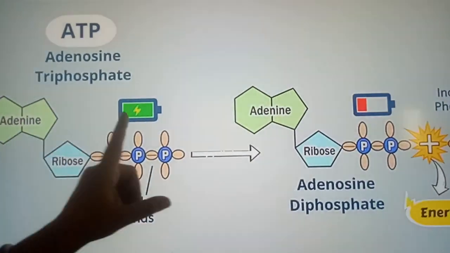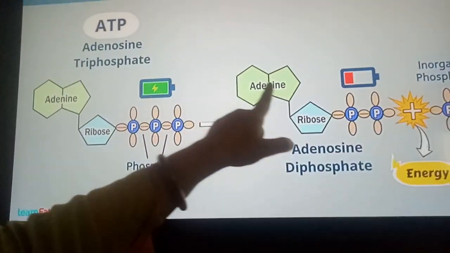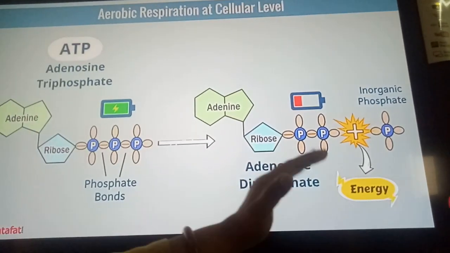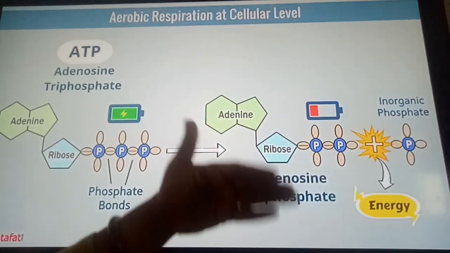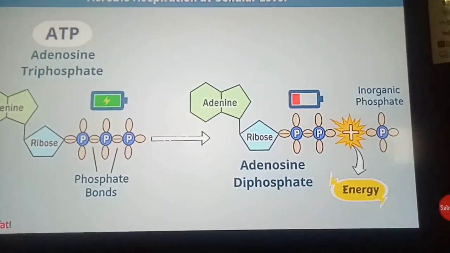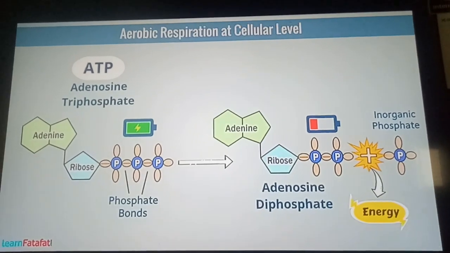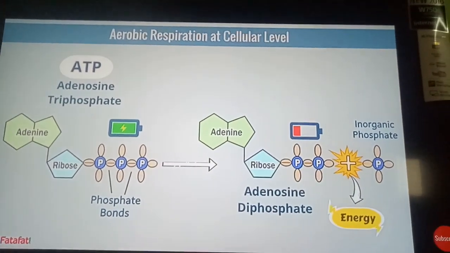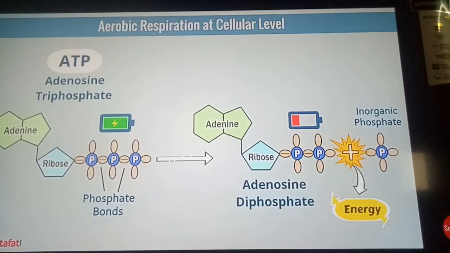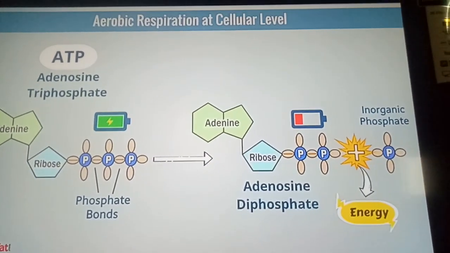You can see the battery is full here, and when it is used, the battery is down. That means we are using that ATP, and again this adenosine diphosphate, as cellular respiration carries on, will be converted back into ATP. This is how aerobic respiration at the cellular level takes place. Children, I hope you understood aerobic respiration.